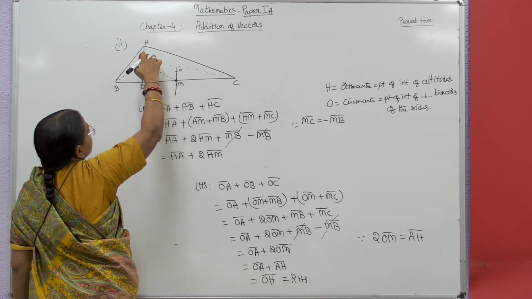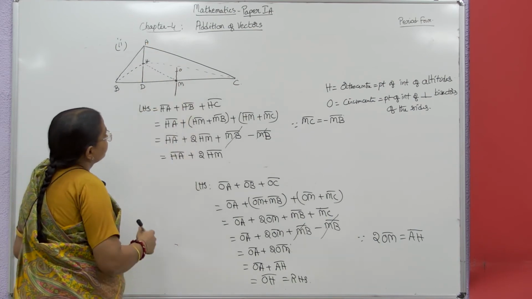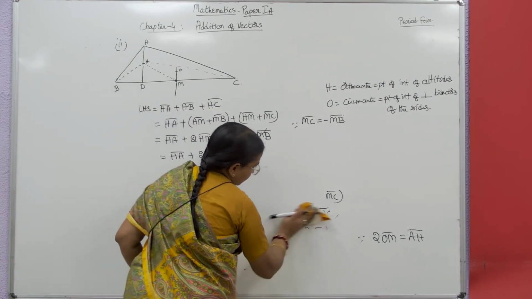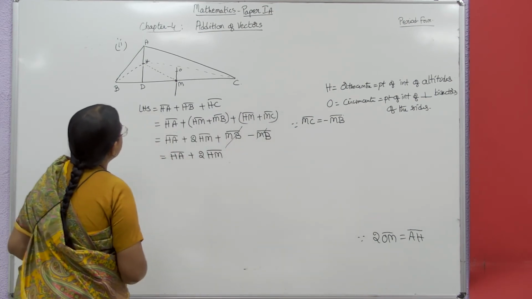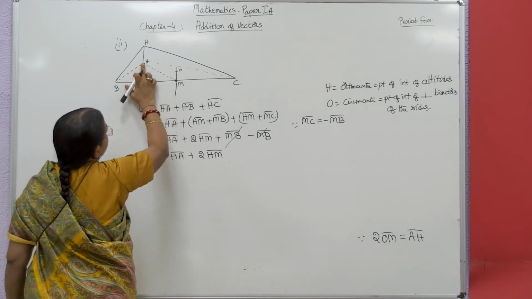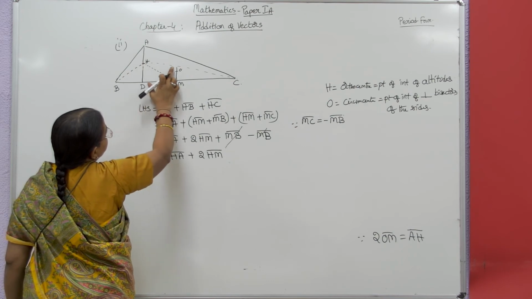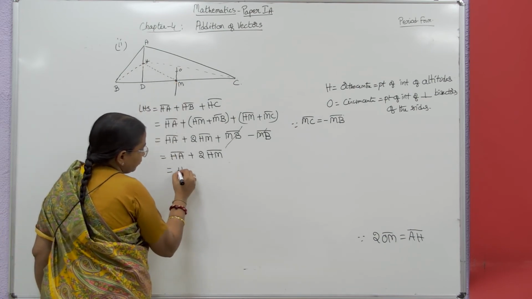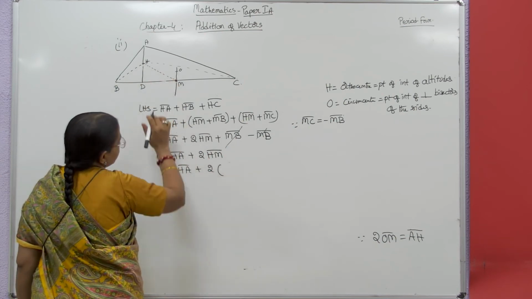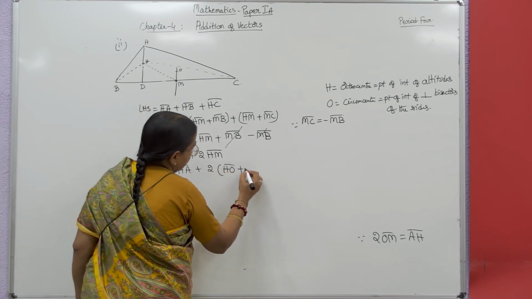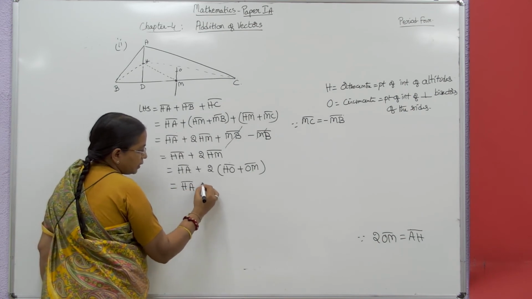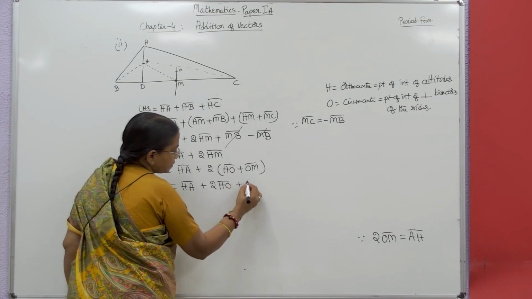HM is equal to, what is the right hand side? HO. HM we will write as HO. HM is equal to HO plus OM, from the triangle law again. So this is HA plus 2 times HO plus 2 times OM.